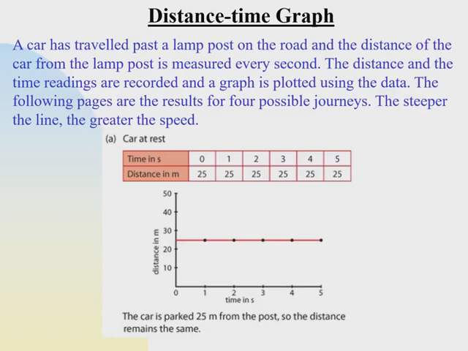So we draw a graph with time on the x-axis and distance on the y-axis. Then we get the points 1, 25; 2, 25; 3, 25; 4, 25; 5, 25; 6, 25, and it goes on like that. So we can understand the car is parked 25 meter from the post. That means the object is at rest. So the graph shape is a straight line parallel to the x-axis. I think all of you understood this graph.